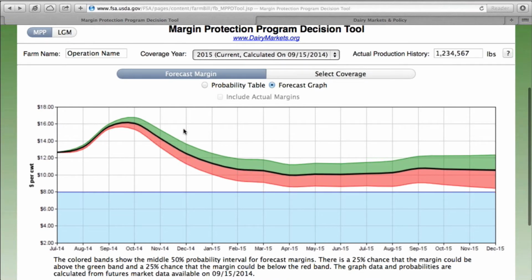Here we're in 2014. Looks pretty good. Margins are pretty good. But look at 2015. Think about the anticipated risk. Think about the risk that's in these markets today. As you proceed throughout the 2015 coverage year, this band gets wider. There's more uncertainty on where these margins could go. And then this blue line area represents the MPP trigger payment levels.